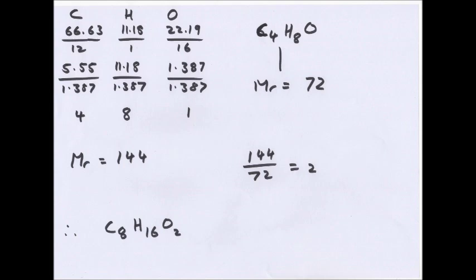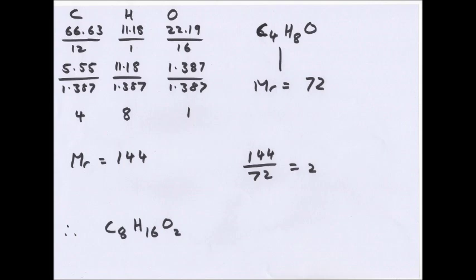Good. So we start off with the easy bit. Elemental analysis by mass. Now, you assume the percentage is the mass, divide it by the Mr to get the moles, divide the moles by the smallest moles, in this case oxygen, and you get a ratio of 4 to 8 to 1. So we've got C4H8O. Work out the Mr of that, it's 72. Now we know by the mass spectrum the Mr is actually 144. 144 divided by 72 equals 2. So therefore we know that the chemical has the molecular formula C8H16O2.